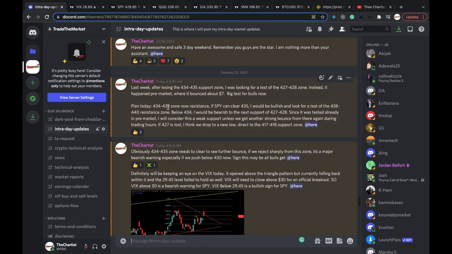That is the strategy every day that we trade. So 434 to 435 zone, now resistance. If SPY can clear 435, then I would be bullish for a test of the 434 to 440 resistance zone. Below 434, I would be bearish to the next support at 427 to 428.